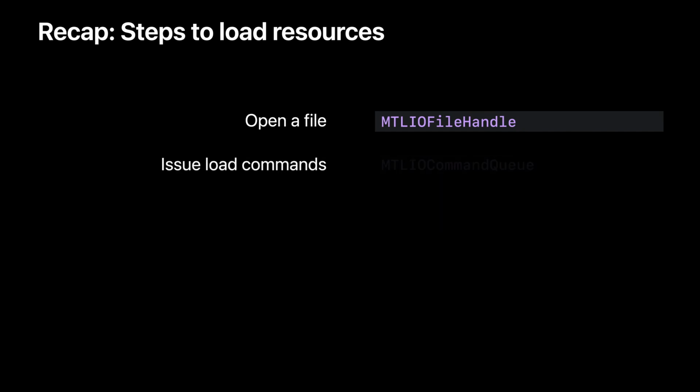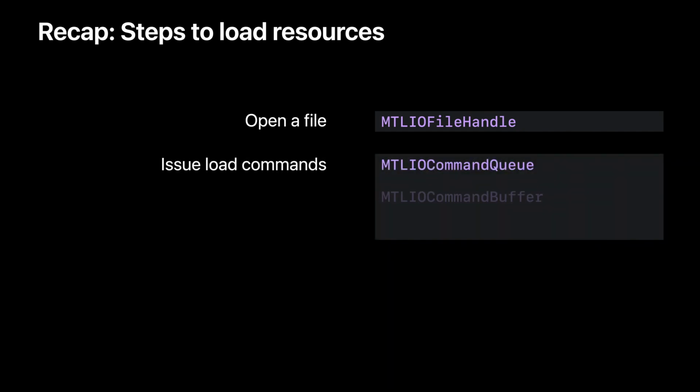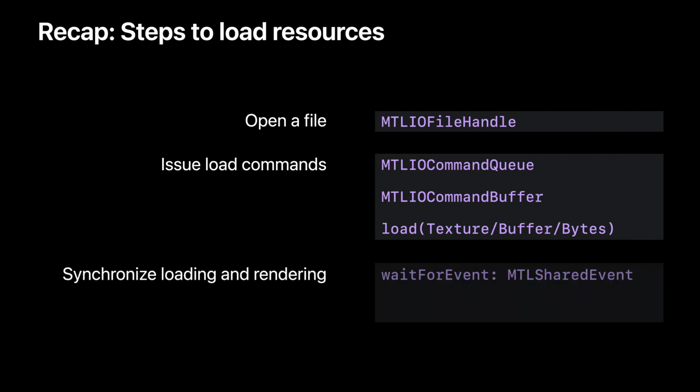To recap, here are the key features and APIs that load resources in your Metal apps. Open a file by creating a Metal file handle. Issue load commands by creating an IO command queue and an IO command buffer. Then encode load commands to the command buffer for execution on the queue. And finally, use wait and signal event commands with Metal shared events to synchronize loading and rendering.